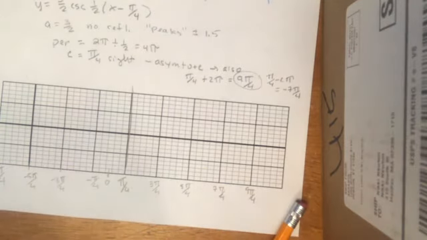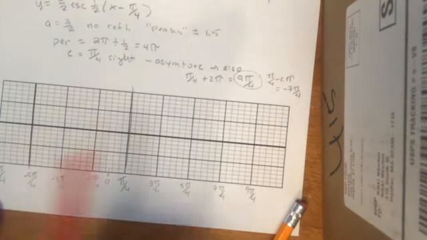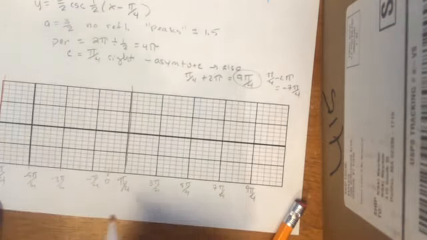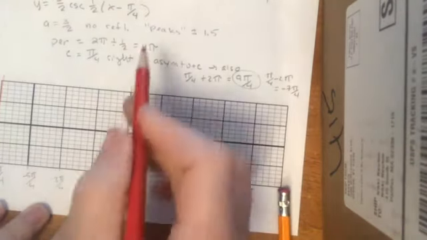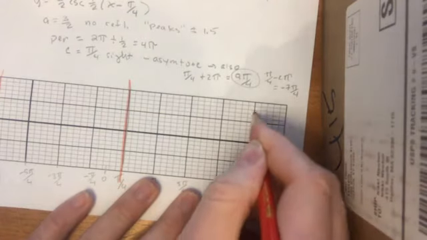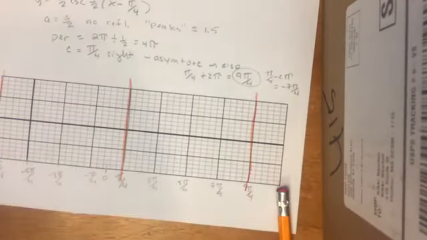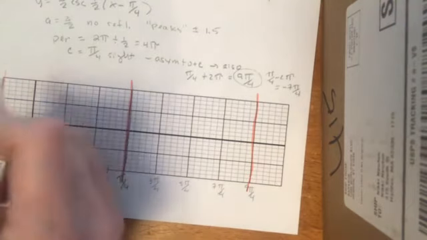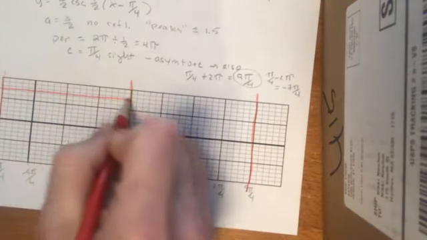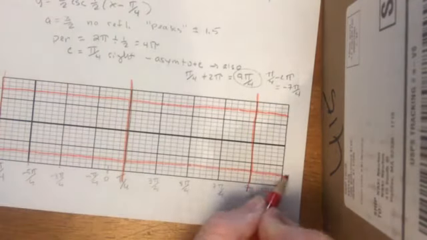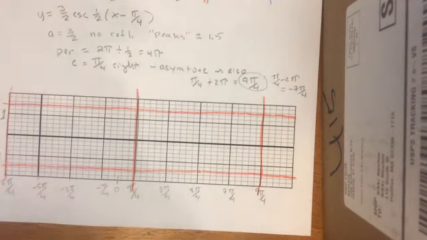So I'll put my asymptotes on here. So notice I had one at -7 pi over 4, so that's here. I have one at pi over 4, which is here, and another one at 9 pi over 4. And then if I label these the same way I have been, 1, -1, I have these peaks at 1.5 and at -1.5. And now I'm ready to graph.